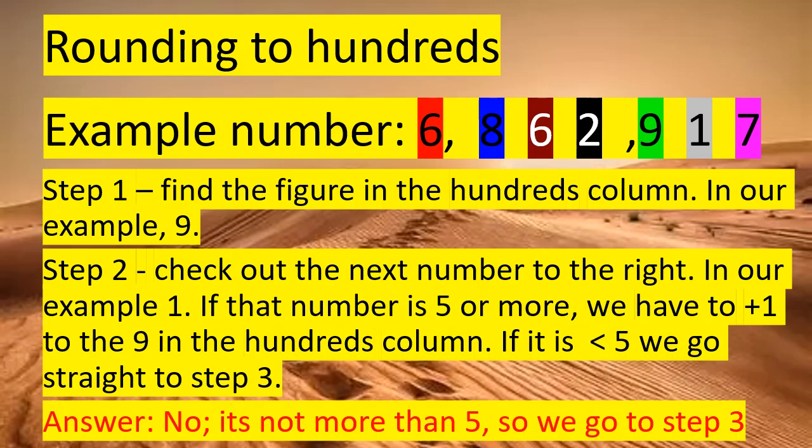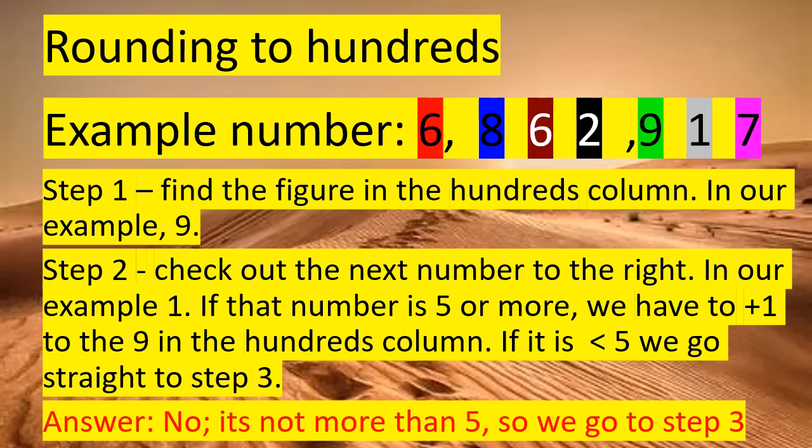Okay, next example, we're going to round to hundreds. So step 1, we have to find the figure in the hundreds column. So in our example, that is number 9, the green figure. Step 2, check out the next number to the right. In our example, that's number 1. If that number is 5 or more, we have to add 1 to the 9 in the hundreds column. If it's less than 5, we go straight to step 3.